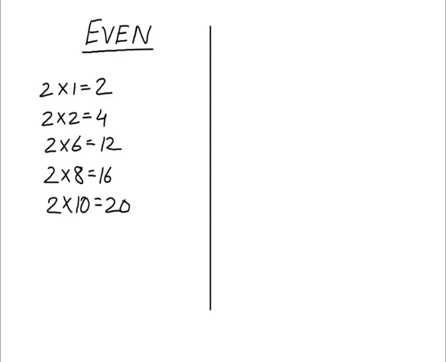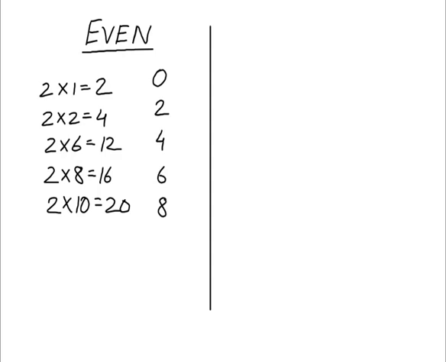So as you can see, all these numbers can be divided by 2. 2 tens are 20, 2 eights are 16. So all these numbers which you can divide by 2 and the remainder comes to 0, those are known as your even numbers. So even numbers, they end with 0, 2, 4, 6, 8.